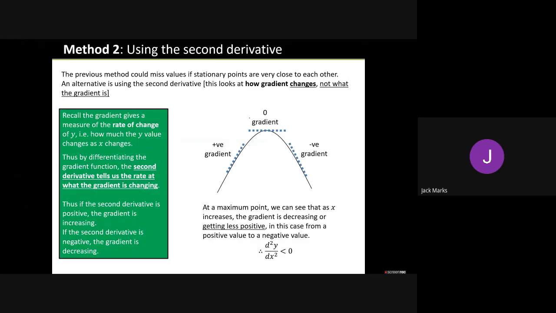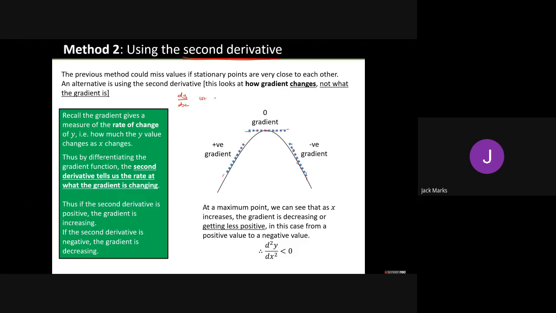So take a look at this one here. This is a maximum that I've got, and we know that at the top the gradient is 0. Before we have a positive, and afterwards we have a negative. Nothing new there. We've talked about that already. Now, what we could do is use the second derivative. The second derivative is different to the first derivative.